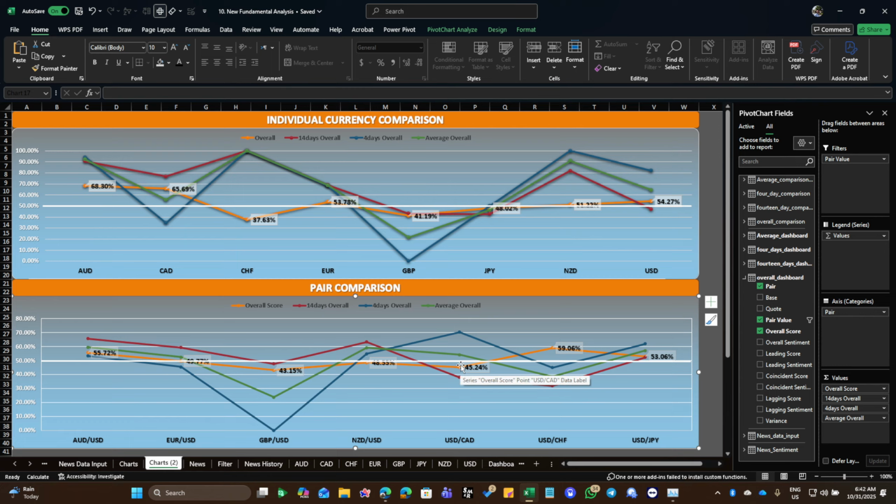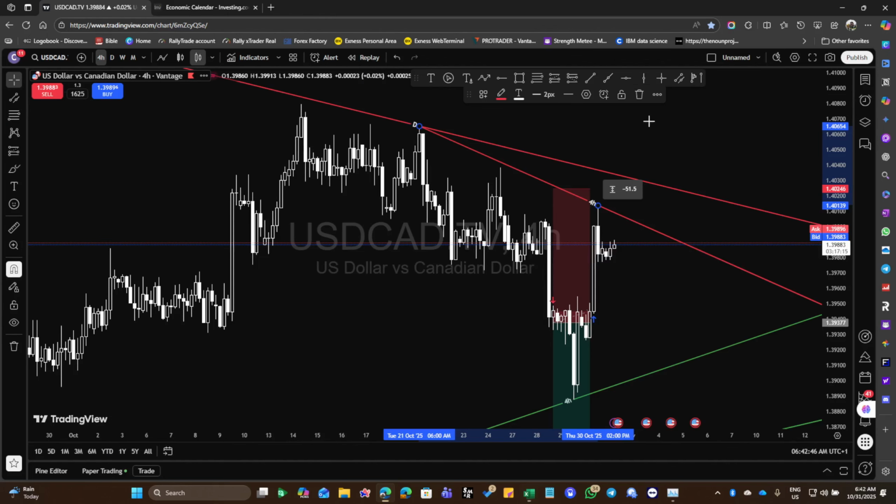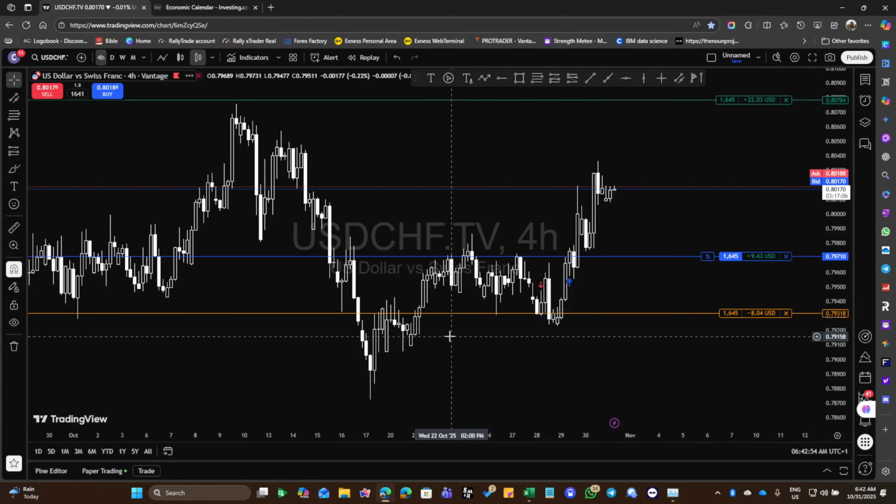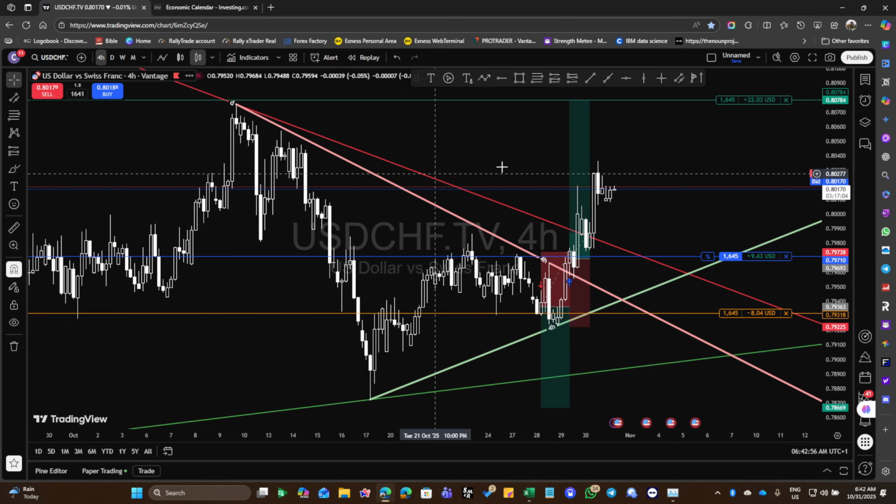Now, the overall is a combination of so many days, not just 14 days or 4 days. It's a combination of every single news in total. 14 days is the release of all the last 14 days. The 4 days, only the last 4 days. So overall, this market seems quite neutral to me. Shouldn't be bothering myself too much in it. Just watch and observe.